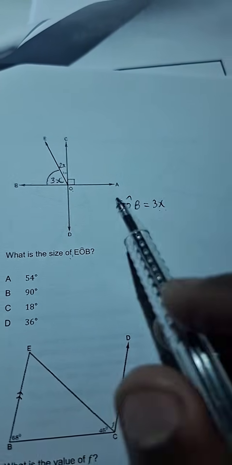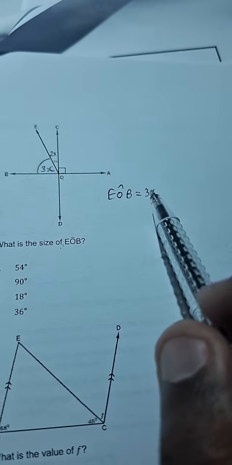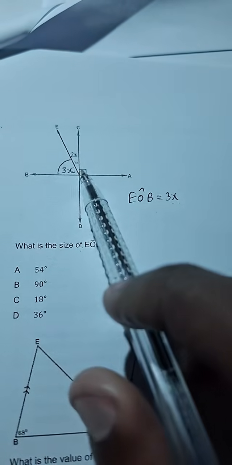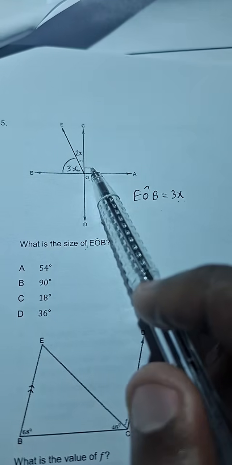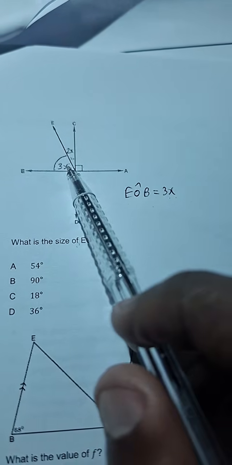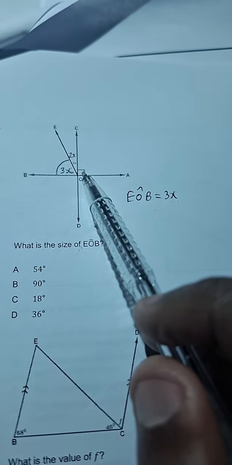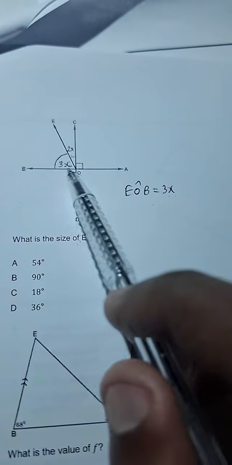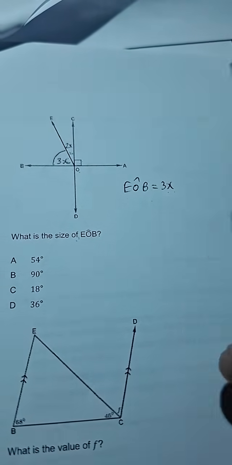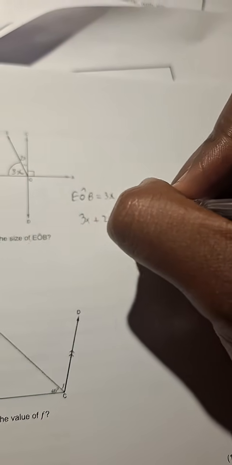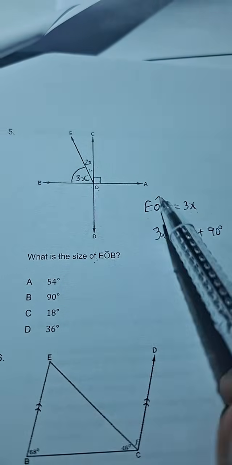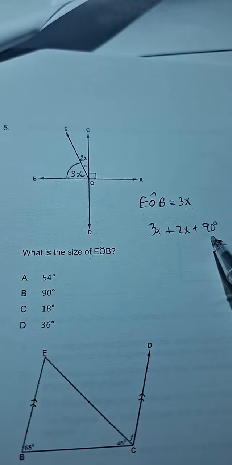Very important. So angle EOB, we are going to eventually find what the actual size of angle EOB is. But firstly, let us solve for x. How do we solve for x? We are going to look at 90 degrees, look at 2x, look at 3x, and add the angles together because they lie on a straight line. So let's go. 3x plus 2x plus 90 degrees. Where do I get the 3x from? Here. Where do I get the 2x from? There. Where do I get the 90 degrees?